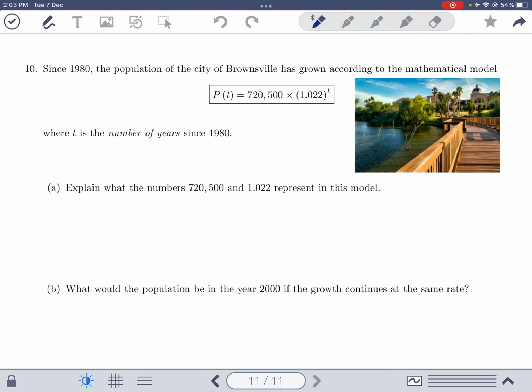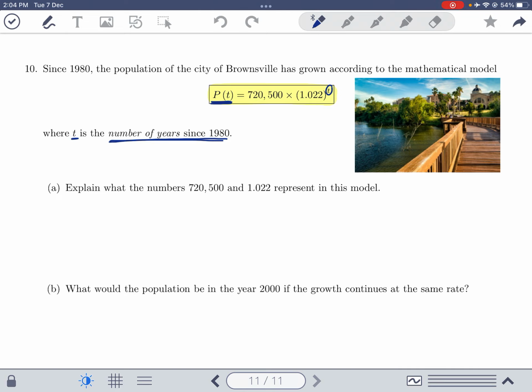Okay. In this question, we're given that since 1980, the population of the city of Brownsville has grown according to the mathematical model, and then they give you this formula. This is the population at time t. So t is the number of years since 1980. So in this question, we're computing t in years and the population, of course, in a number of people. So it will give you like 700,000 people, you will see. Just like t is like 5 what years, you would say, not hours or days.